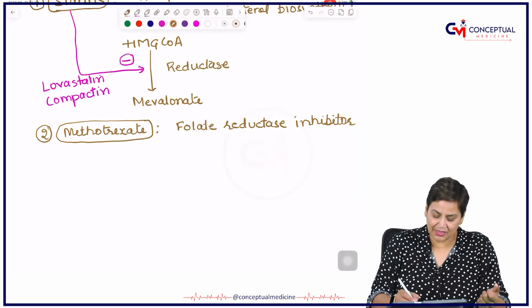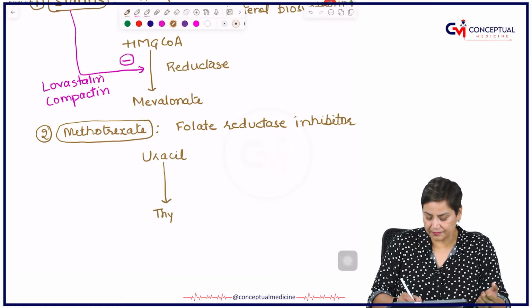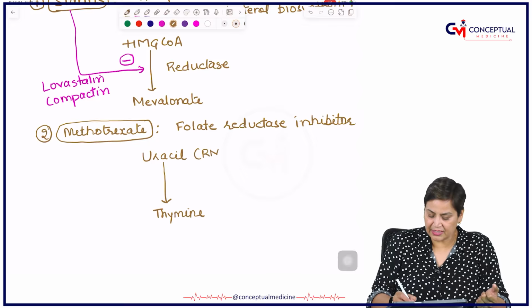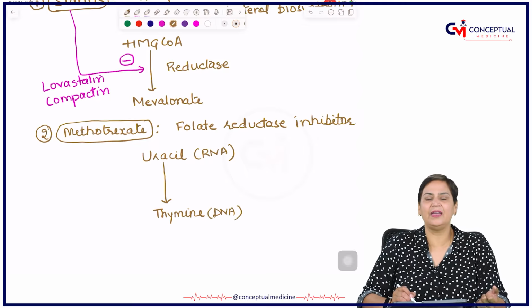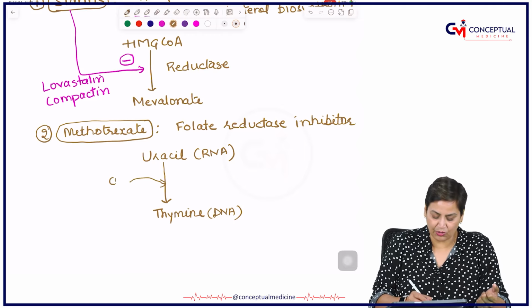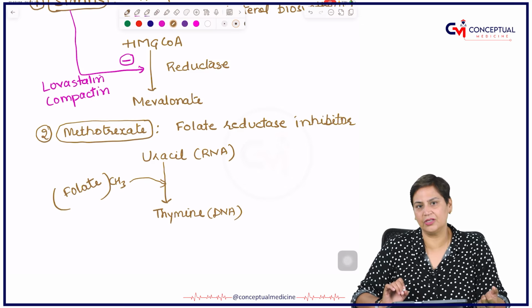So basically what happens here is a simple reaction: uracil, which is the base present in RNA, is converted into thymine, which is the base present in DNA. So, if we see the structure, the most important structural difference between uracil and thymine is the methyl group. And who's the donor of this methyl group? This methyl group is donated by folic acid or folate. This is a simple reaction.